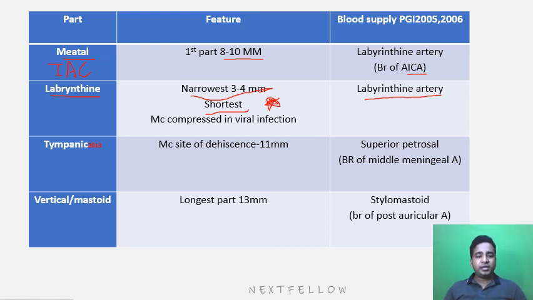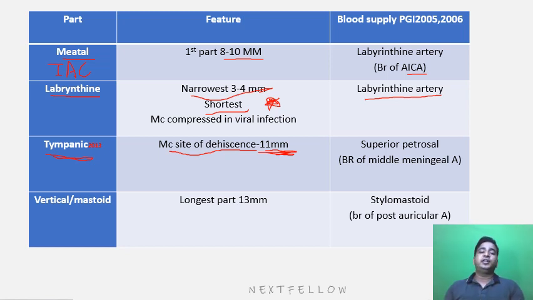Now in the middle ear, when this facial nerve enters, the part known as the tympanic part is around 11 mm. And this is the site for dehiscence, because mostly, naturally, the facial canal is dehiscent in the horizontal part, that is the tympanic part.